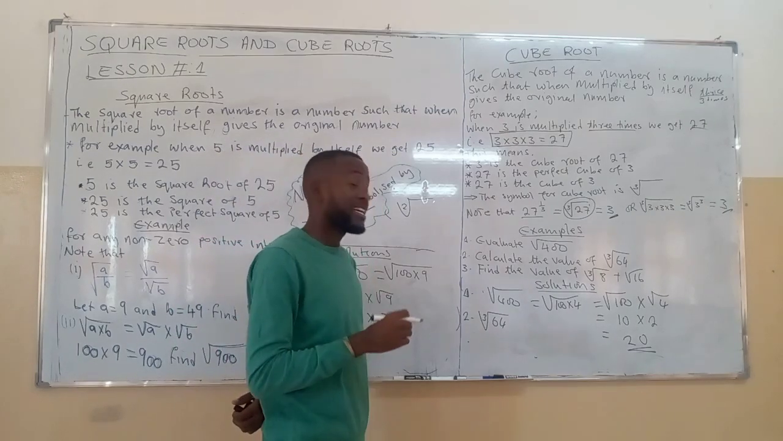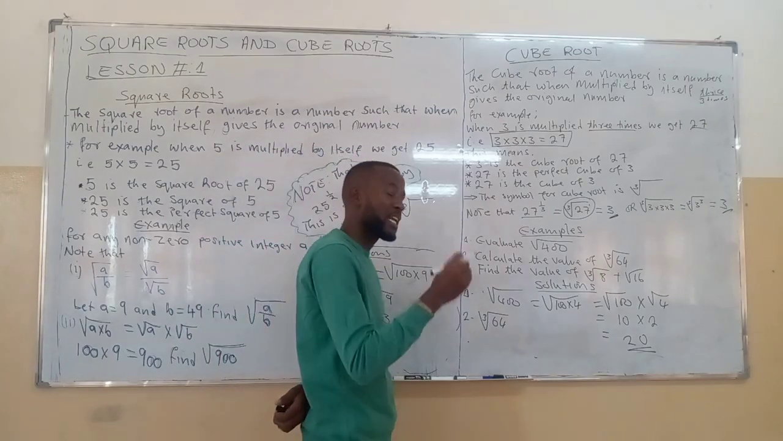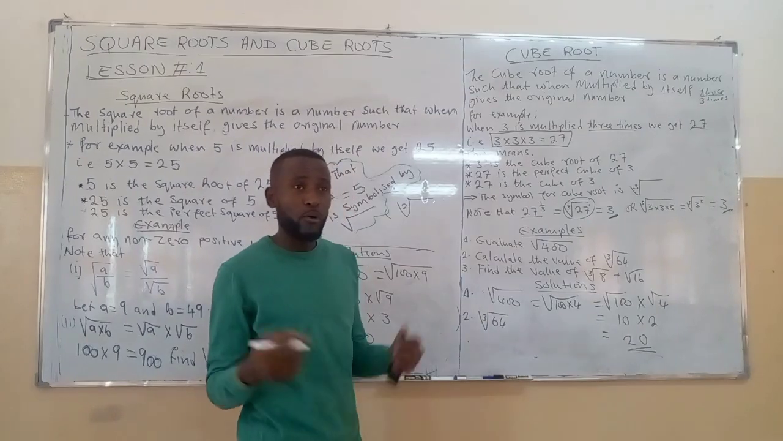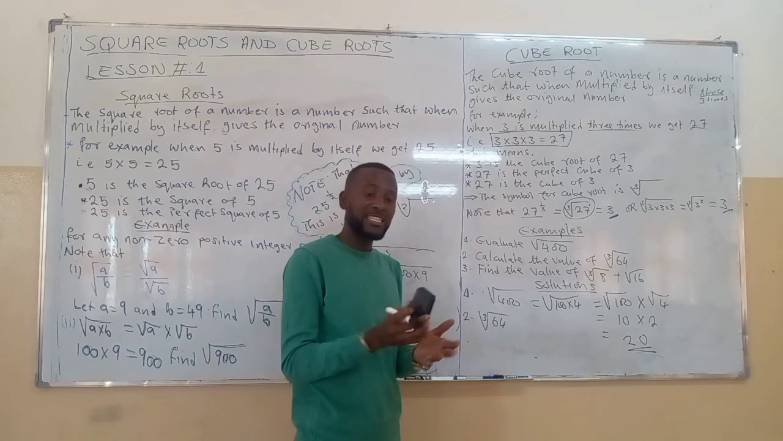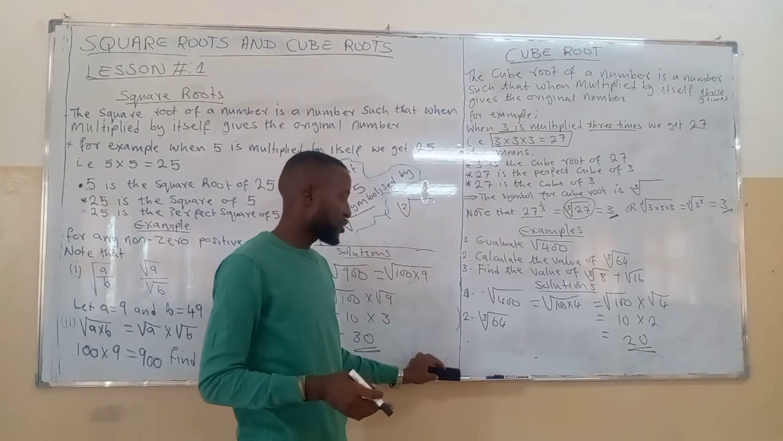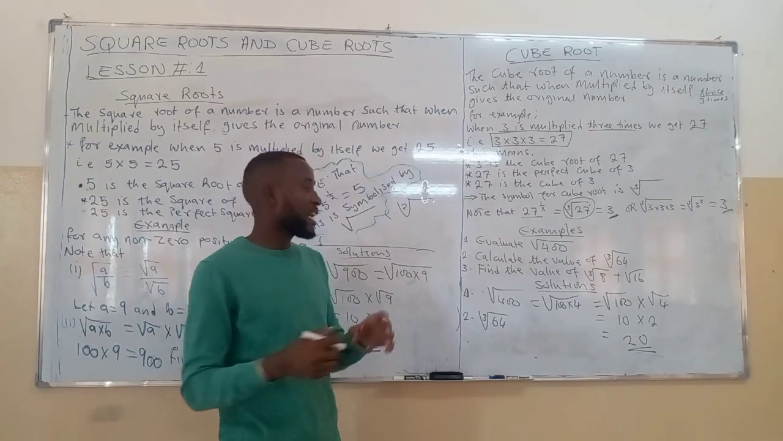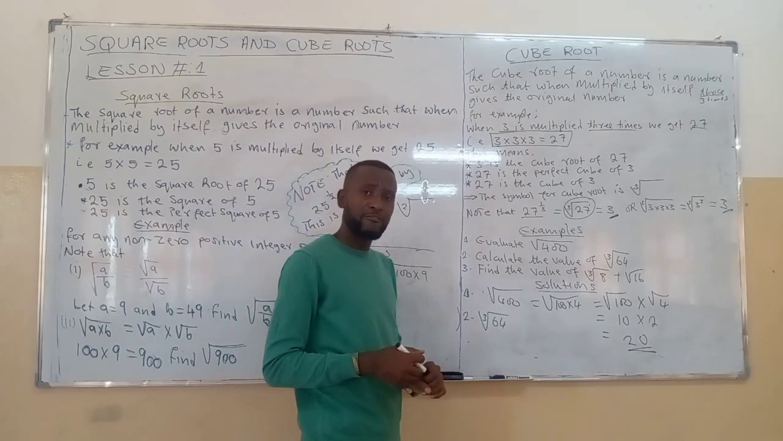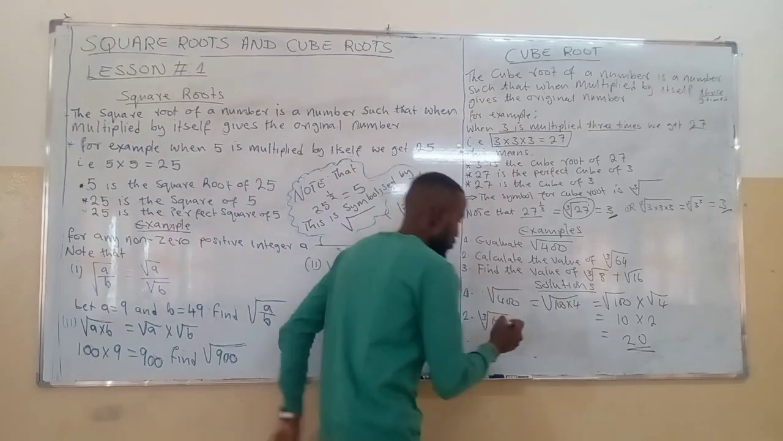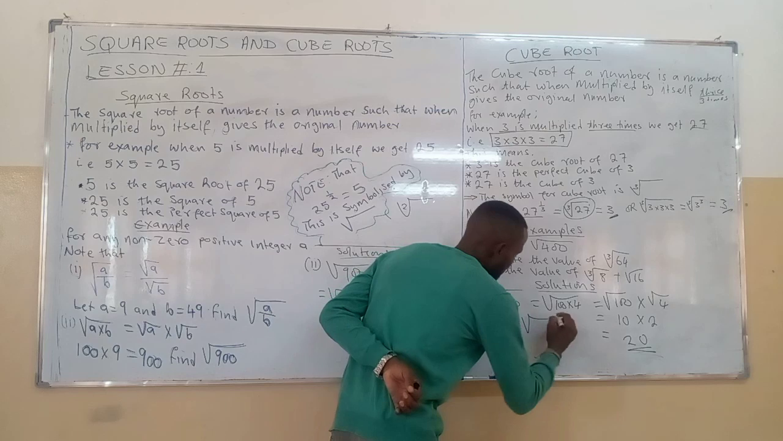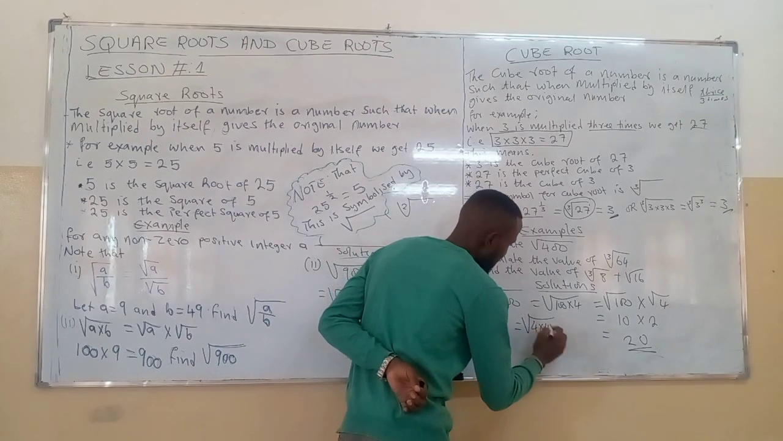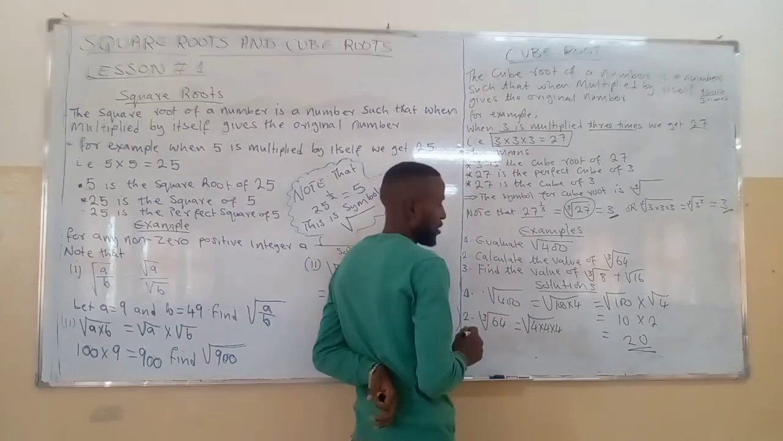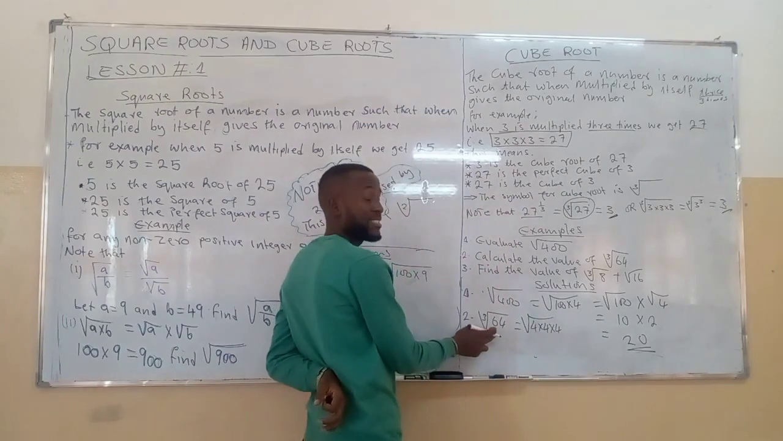What is that number? Is it 2? When I multiply 2 times 2 times 2, am I getting 64? No, I'm not. When I multiply 3 times 3 times 3, am I getting 64? No, I'm not. I'm getting 27. When I multiply 4 times 4 times 4, am I getting 64? Obviously, yes. So what is 4 times 4 times 4? 4 times 4 times 4 is the same as 64.